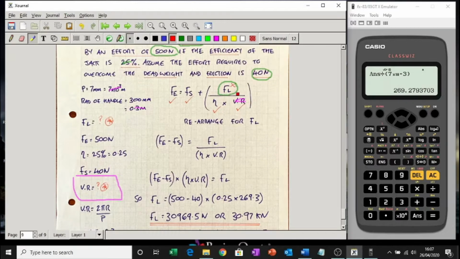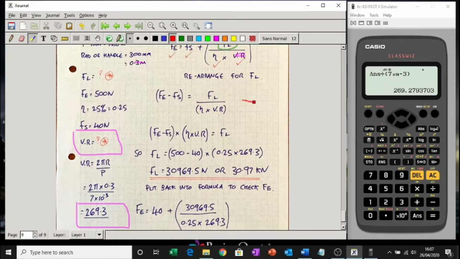So I need to rearrange this formula to find FL. The first thing I'm going to do is bring Fs across. It's a positive number there, so I'm going to make it Fe, take away Fs. So the effort, take away the friction and the dead weight, equals all of this. I've just moved the Fs across, so it gives me that.